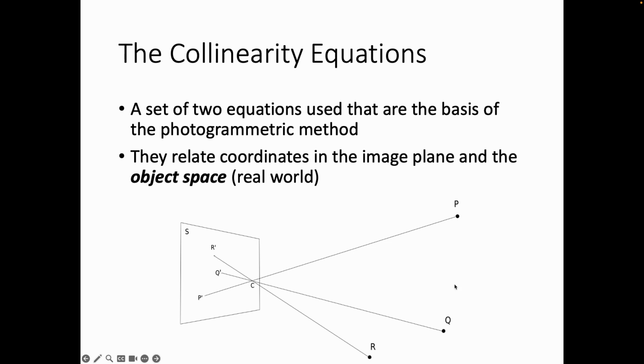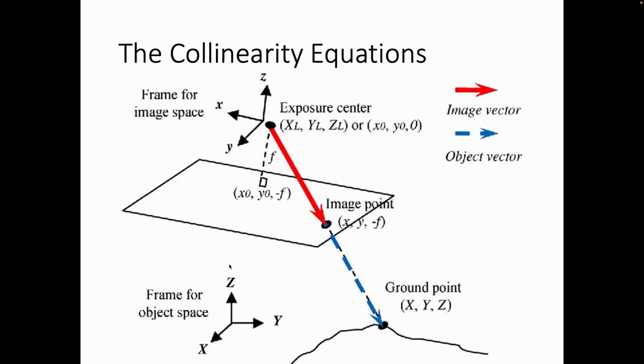So we've got some points out here in the real world. Those are projected onto our image, and these collinearity equations are going to be how we relate the two. And there's some terminology that we need to use. So here's our image plane, and here, of course, is our exposure center, or our perspective center, as we've been calling it. And we're going to have an image point, and we'll use x, y, and minus f. So f is that focal length.